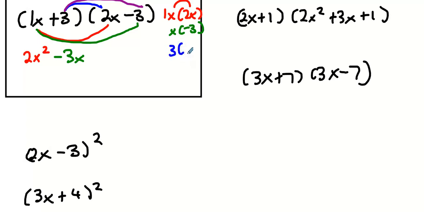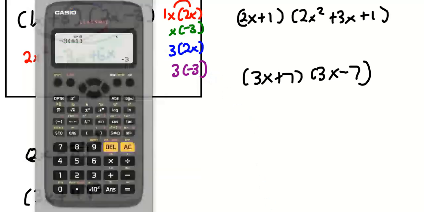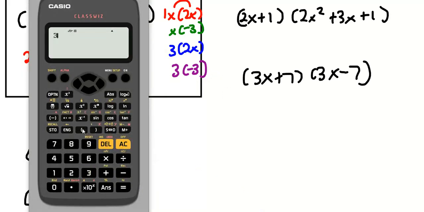3 times 2x. What's 3 times 2x? No, 3 multiplied by 2. 6x. Finally, Bobby, what's the purple line? 3 times minus 3? If you don't know it, your calculator will do it for you. 3 times minus 3?